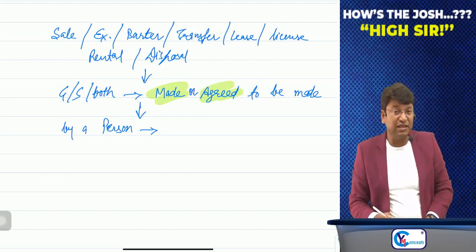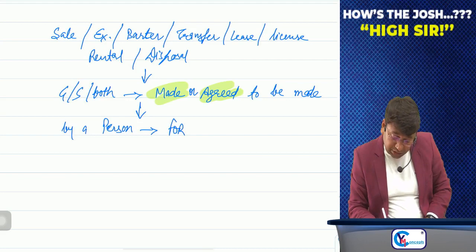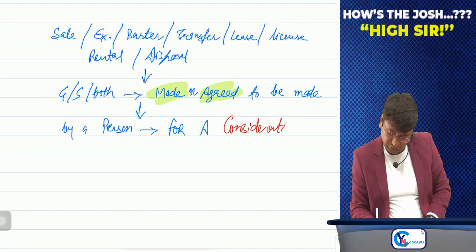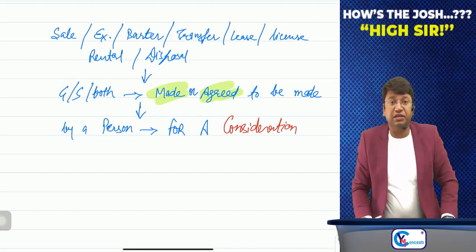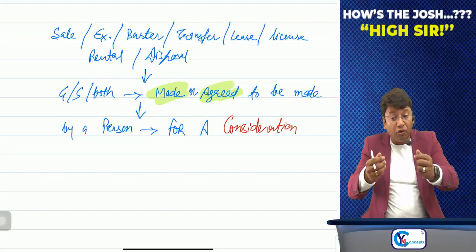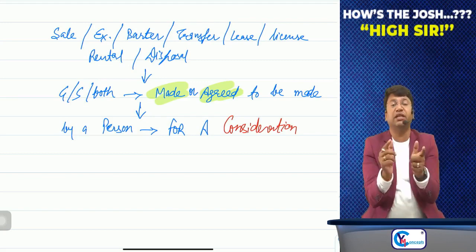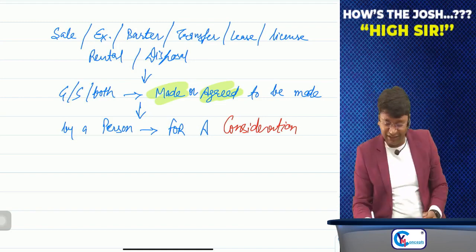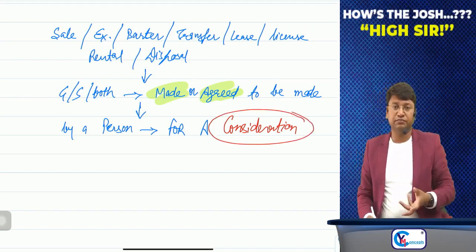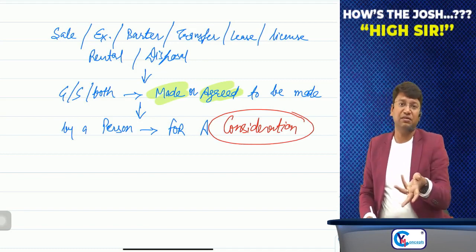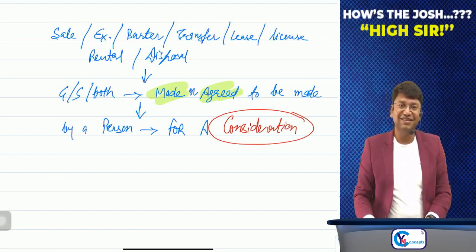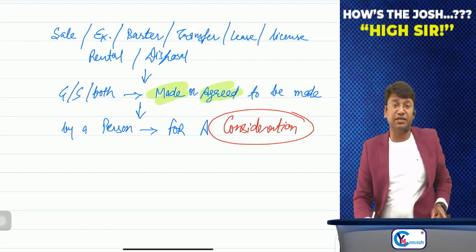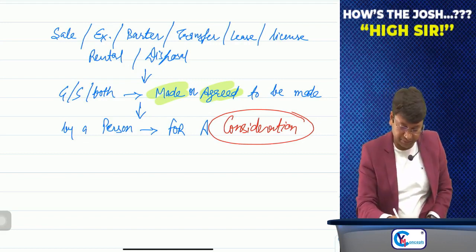Sir, when such supplies are made by a person for a consideration, very important term. For a consideration means supply should be made by a person for a consideration. It should be for money. It should be for any consideration. That consideration may be in money, may be in kind. See, consideration means quid pro quo. If I have done something for you, what you have done? It's consideration. Consideration may be in money, may be in kind, but it should be for a consideration, then only it is supply. We will discuss this one moment.